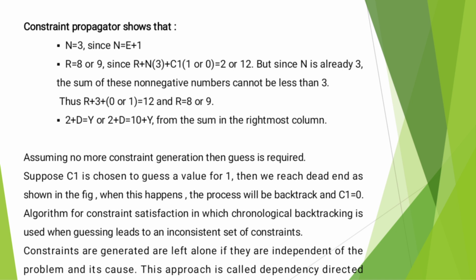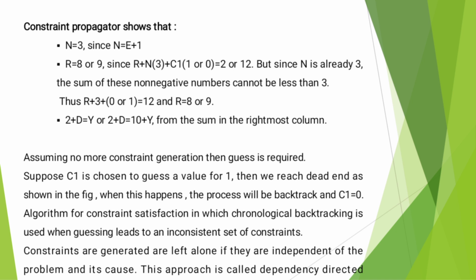The constraint propagator shows that N is equal to 3, since N is equal to E plus 1. Therefore R is equal to 8 or 9, since R plus N plus C1 equals 2 or 12, but since N is already 3, the sum of these non-negative numbers cannot be less than 3. Therefore R is equal to either 8 or 9. Then 2 plus D is equal to Y, or 2 plus D is equal to 10 plus Y, from the rightmost column. Assume no more constraints are generated, then a guess is recorded.